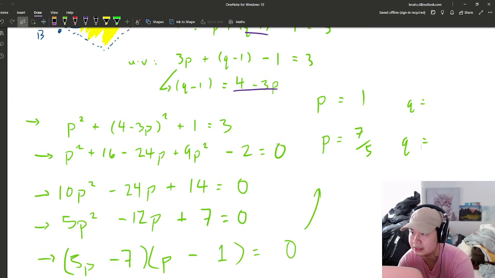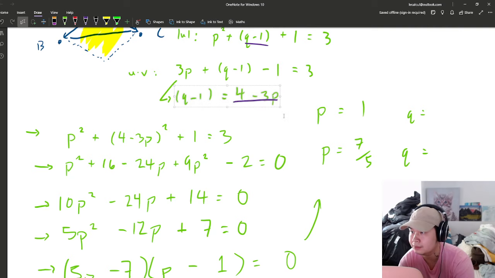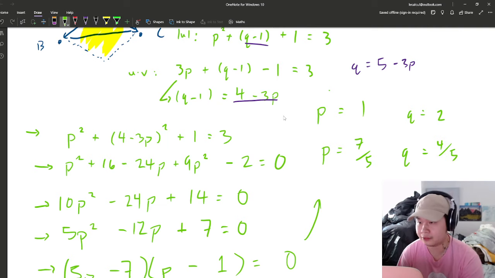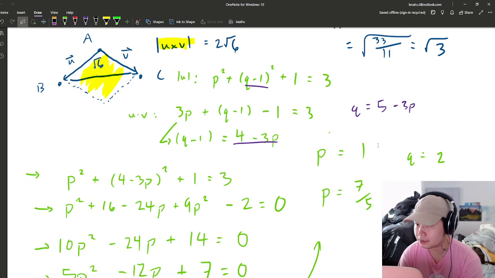So for that, I'm going to use the first equation, right? So I guess I needed to solve for q eventually. So this is 5 minus 3p instead. So that means that if p is 1, q is 2. And then if p is 7 over 5, okay, what's 25 minus 21? 4. So this is 4 over 5. A little bit of fraction math. Hopefully that's right. But done.